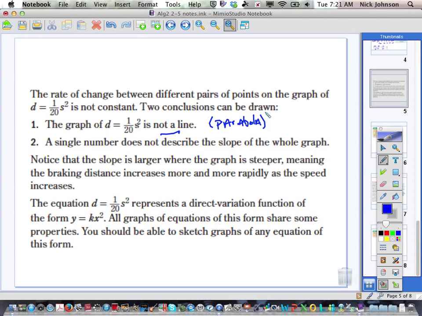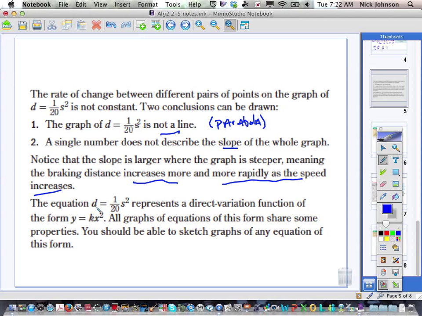And two, a single number does not describe the slope. Okay, we checked multiple places. The slope was different across the whole graph. Notice that slope is larger when the graph is steeper, meaning the braking distance increases more and more rapidly as the speed increases. So this would be direct variation, correct?